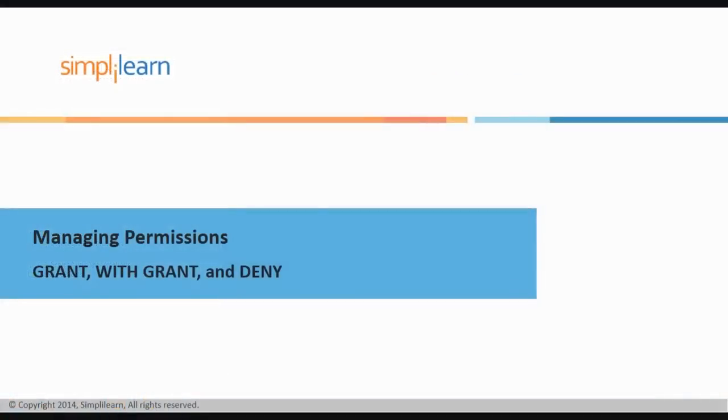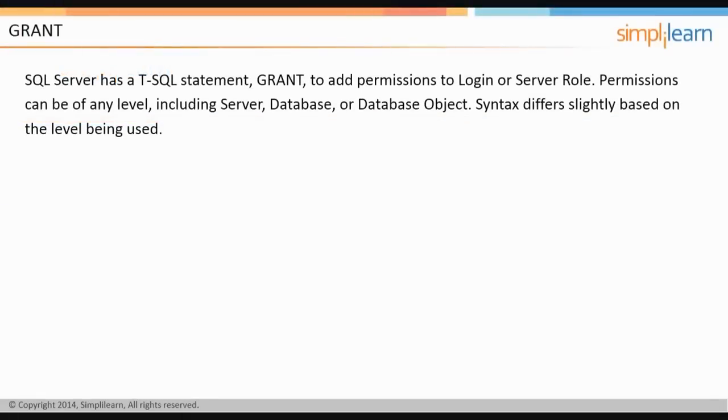In this section, you will learn how permissions work in SQL Server and how to manage permissions when being assigned or revoked from a login or role. The next slide discusses the grant statement. The process of assigning permissions to a login or role is called granting. In fact, SQL Server has a TSQL statement called GRANT for expressly this purpose. The GRANT statement is used to assign different permissions to different levels in SQL Server. However, depending upon the level you need to use, the syntax differs slightly.